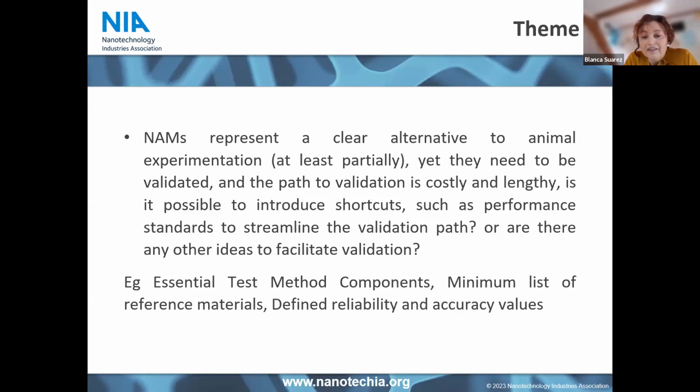I'm asking also Elijah if he has some tricks or ways, as he has a lot of experience in this. One example would be to reduce the minimum list of reference materials when we are validating, but do you have any other tricks for the audience here? We start with Elijah and then Valerie, please.